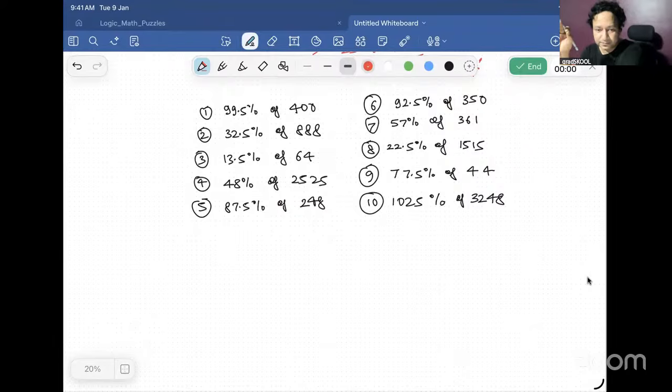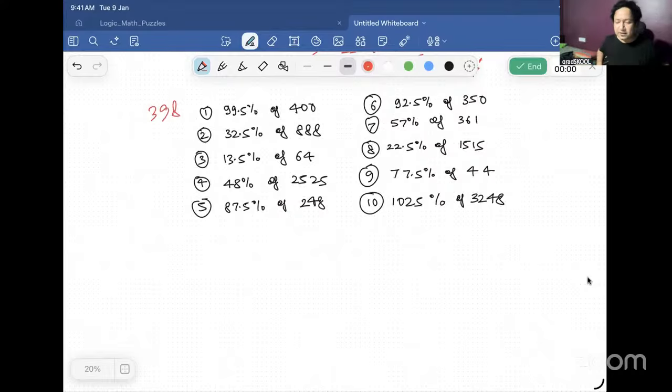99.5% of 400. Do it the best way. The thing is, if there is 100, we are selecting 99.5. That means we are making it 0.5 less. So if it's 100, we're making it 0.5 less. If it's 400, we'll make it 2 less. That means the answer becomes 398. Is that clear?